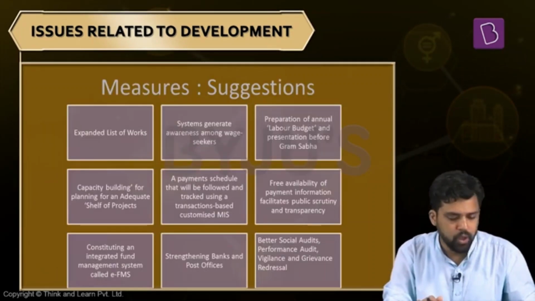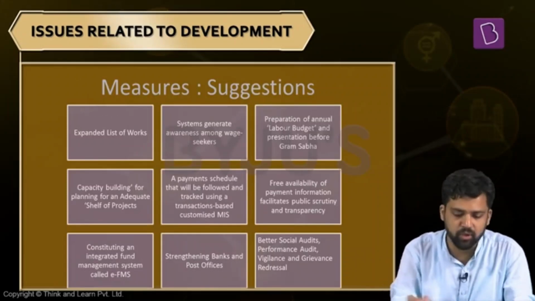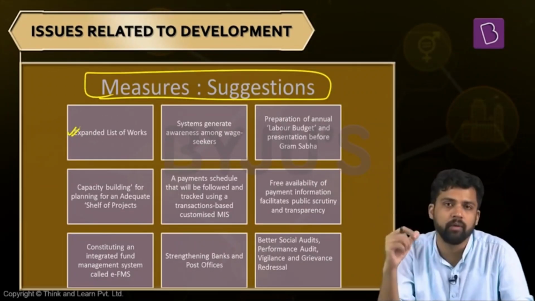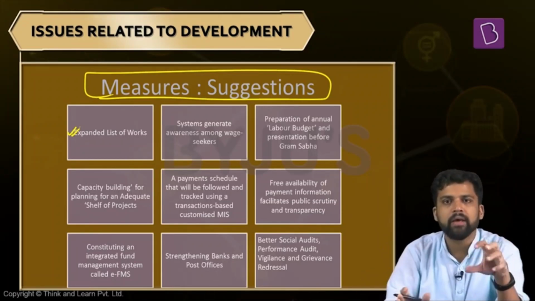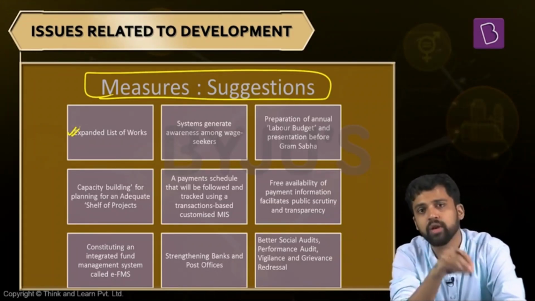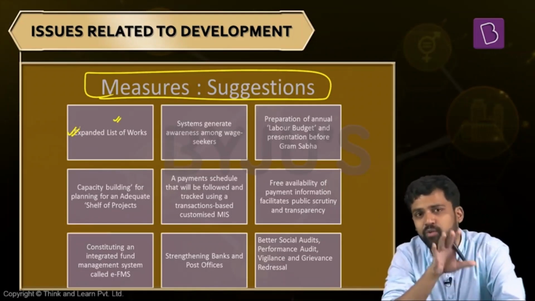What can we do to improve on this? Multiple commentators, economists, and social scientists have given multiple theories on how we can improve it. One suggestion is that we need to expand the list of works. People should have a greater number of choices in what kind of work they carry out. It's suggested that you should create a shelf of projects. At the central level, they can identify what is required for development and create a shelf of projects. At the local level, they can decide which kind of project is more important for them. So more research has to be done on what kinds of projects are important, and a list created.